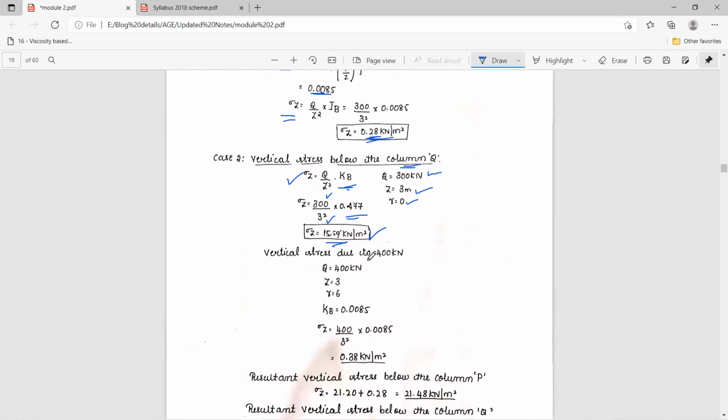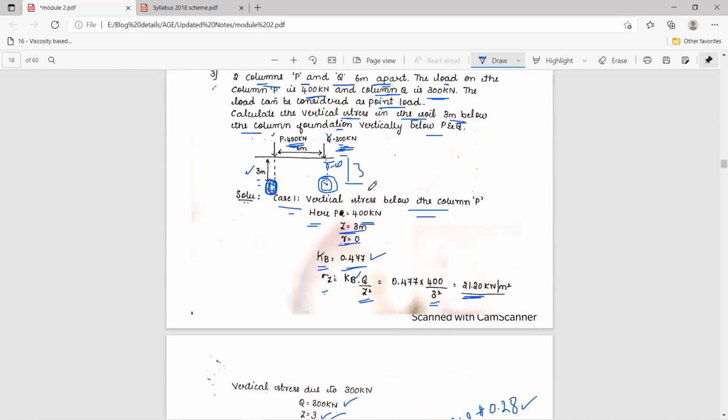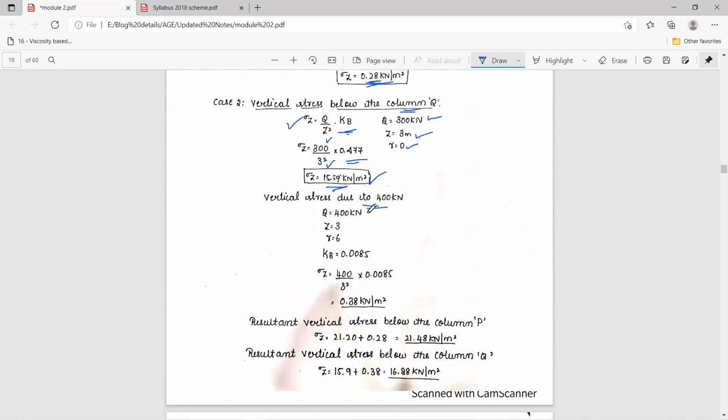Now you need to calculate vertical stress created at this point because of the load applied at P, because it is a horizontal surface, correct? If you apply load on this point, even though the intensity of the pressure is very less, it is creating certain intensity that we need to calculate by considering radial distance of 6 meter. So again, the same steps. Q is equal to 400 kilonewton, Z is equal to 3 and R is equal to 6. Then K suffix B you calculated, that will be equal to 0.0085. Calculate sigma Z, you know the formula. That will be equal to 0.38 kilonewton per meter square.